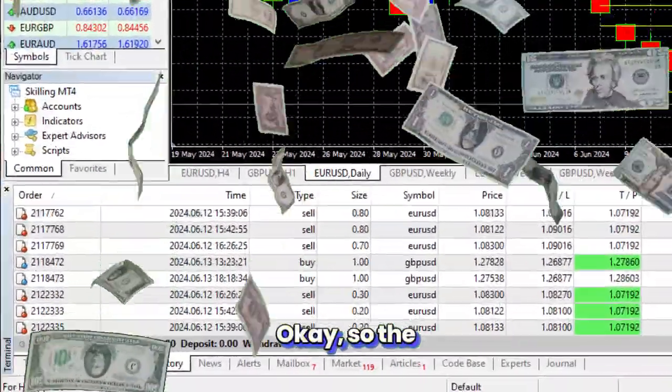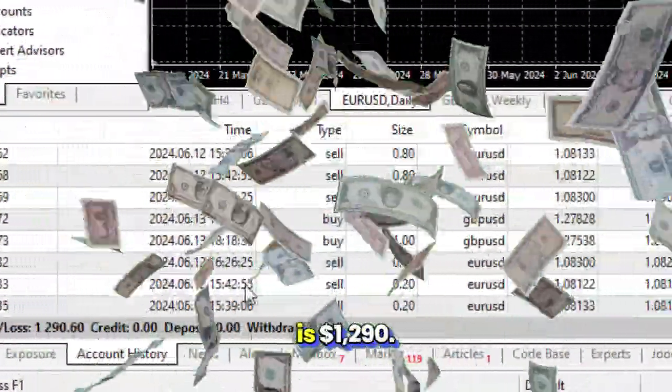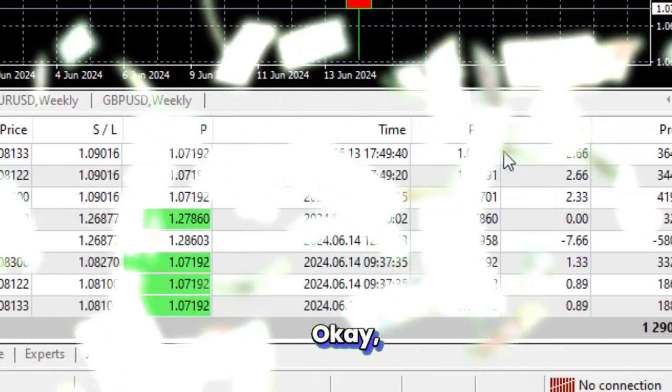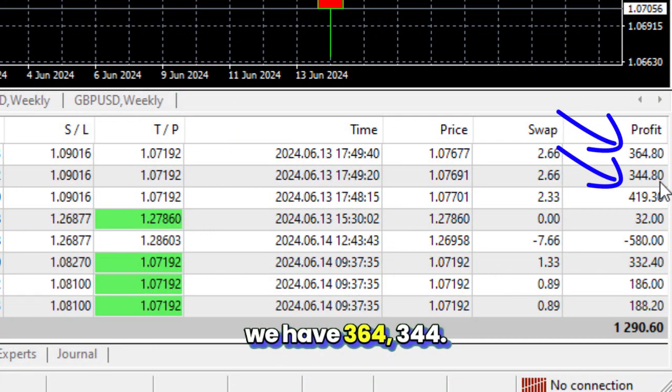Okay, so the total profit here is $1,290. Fantastic. Okay, we have 364, 344.